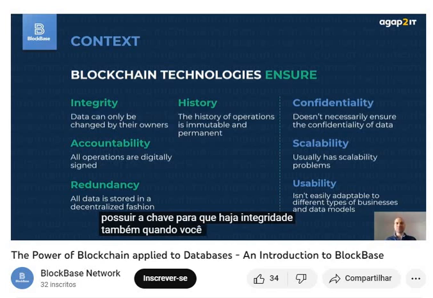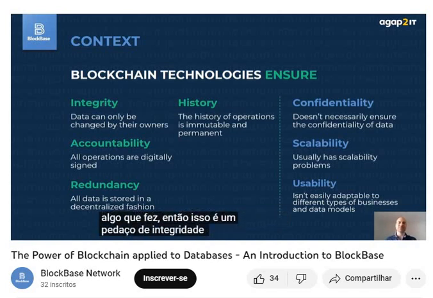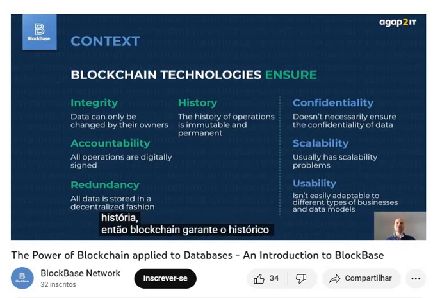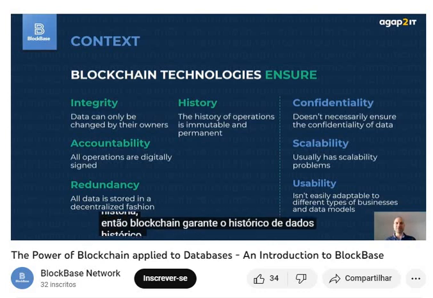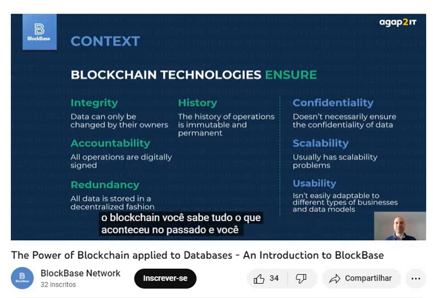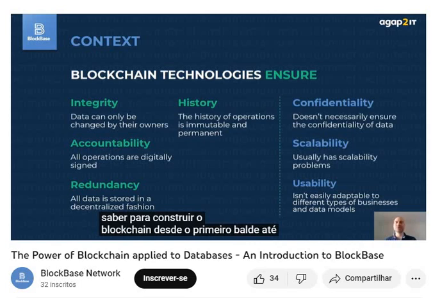Also, when you do something, it remains there, right? You cannot change something you've done. So that's a piece of integrity and a piece of history. Blockchain ensures history of data, history of operations. When you look at the blockchain, you know everything that happened in the past, and you have to know it in order to construct the blockchain from the first block until the current block.